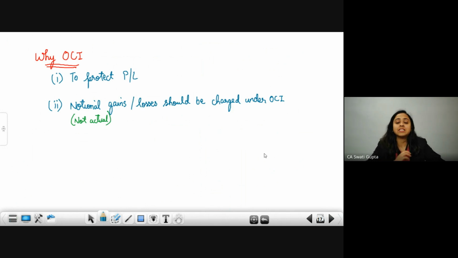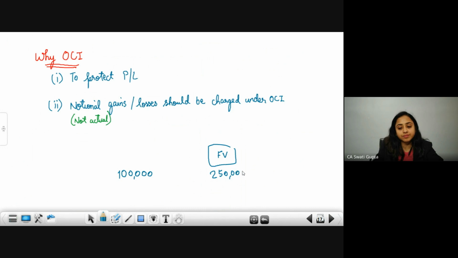I say it's a revaluation. For example, I have an asset of, for example, 1 lakh. But due to fair valuation, I say now my asset is 2.5 lakhs. See, there is a huge gain. You can say it's a gain of 1.5 lakhs. That's a huge gain. Unnecessarily, your PL will be overstated by this gain.